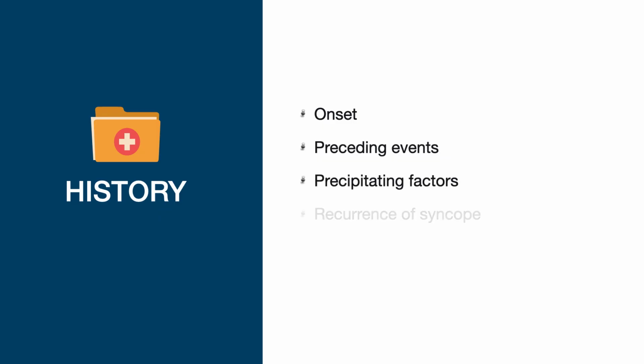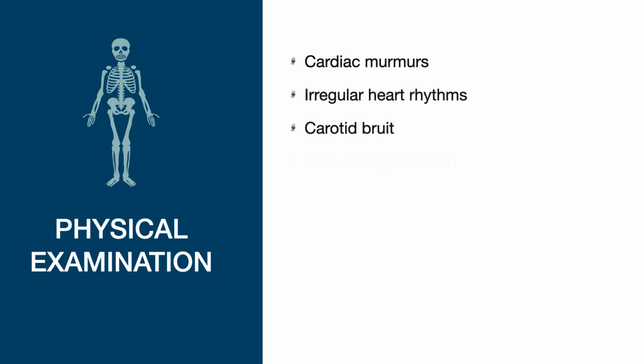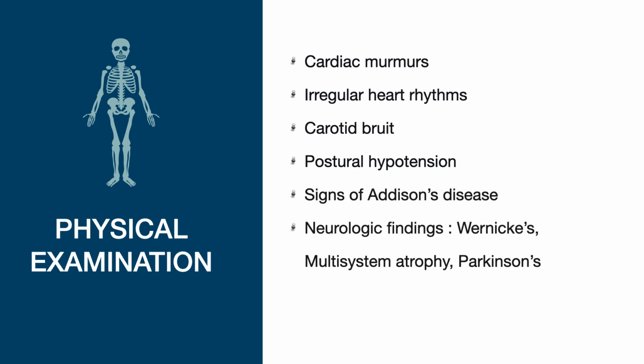Making a diagnosis. Clearly, a thorough history is required regarding the onset, the preceding events, precipitating factors, and recurrence of syncope. This is then followed by clinical examination looking for presence of cardiac murmurs, irregular heart rhythms, carotid bruit, postural hypotension, signs of Addison's disease, specific neurological deficits, and signs of dehydration.